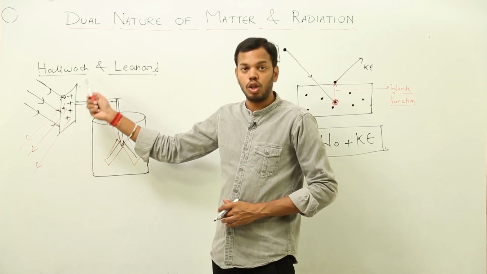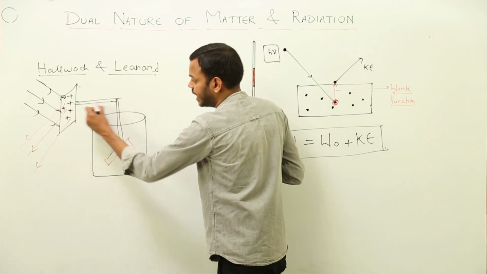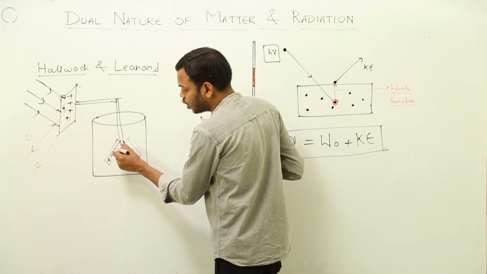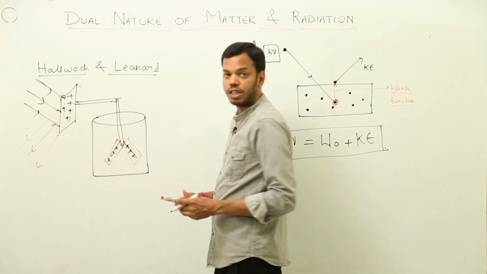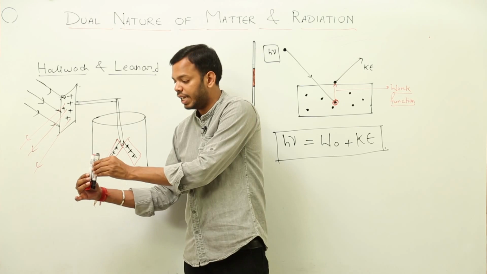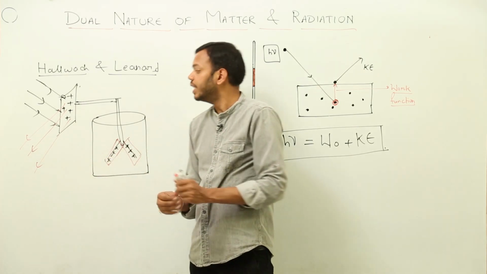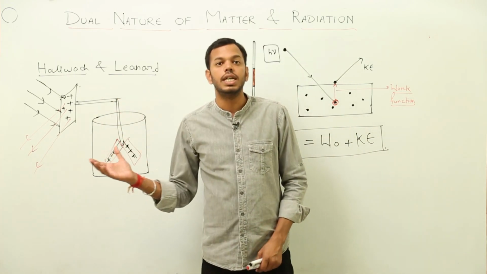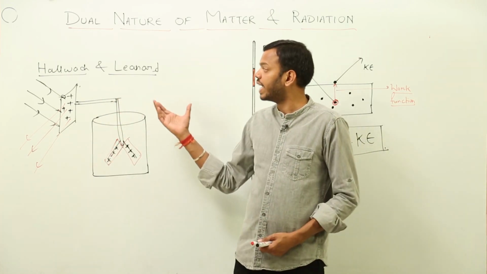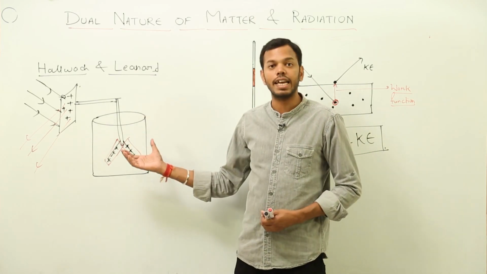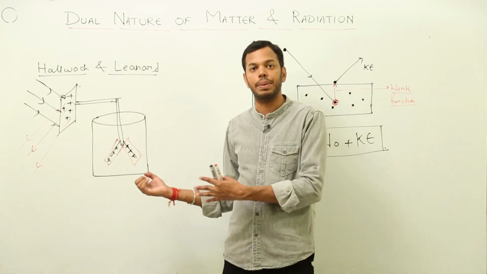The plate with all the positive charge is now connected here with these two gold leaves. This gold leaf also will acquire the same positive charge, and what will happen if they both have positive charge? They will repel each other, right? This is what they expected and this is what happened. So this was the observation of Hallwachs and Lenard, that photoelectric emission is true and it happens.